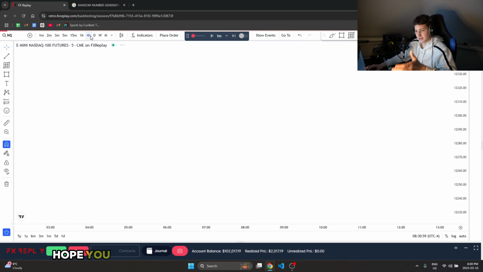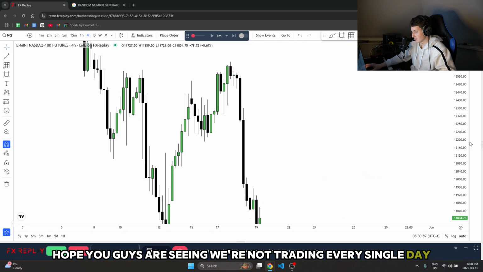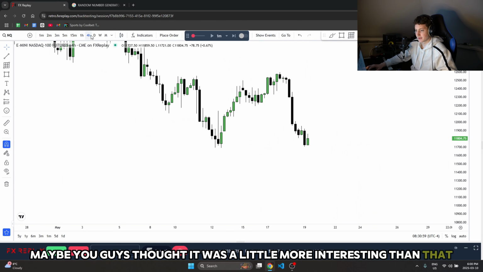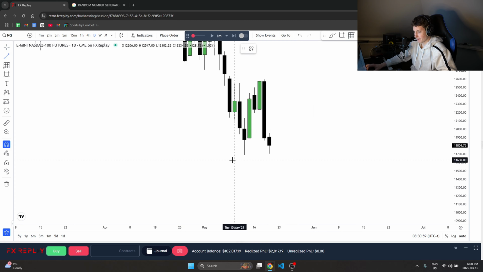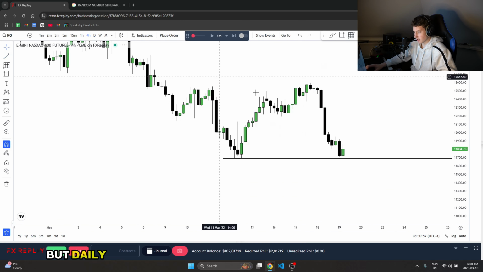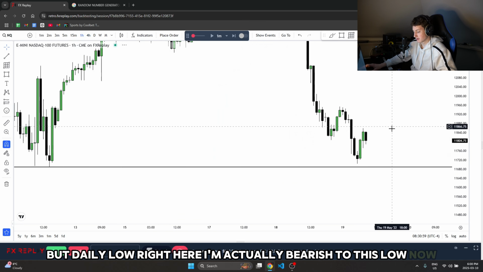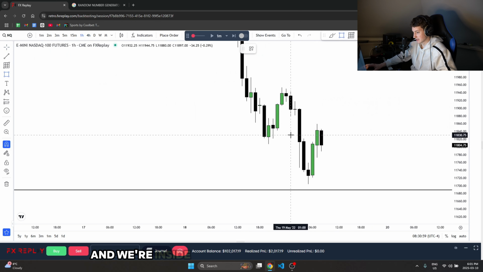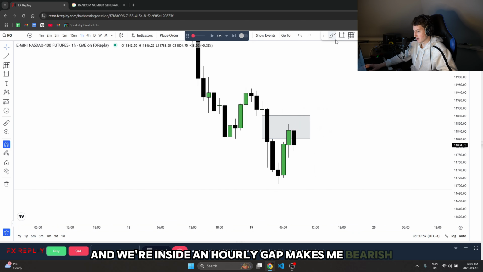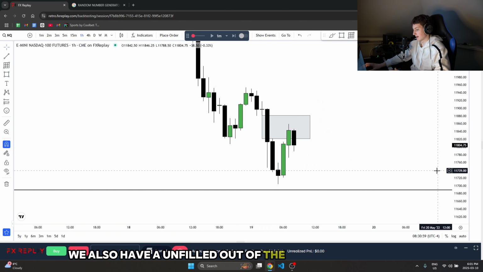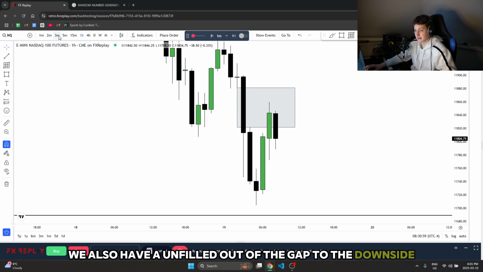Next day open. Hope you guys are seeing we're not trading every single day. Maybe you thought it was a little more interesting than that. There's not trades every day. But daily low right here, I'm actually bearish to this low now. As you can see, we're super close to it, and we're inside of an hourly gap. Makes me bearish. We also have an unfilled hourly gap to the downside. I want to see us draw towards it. So everything's pointing bearish to me currently.